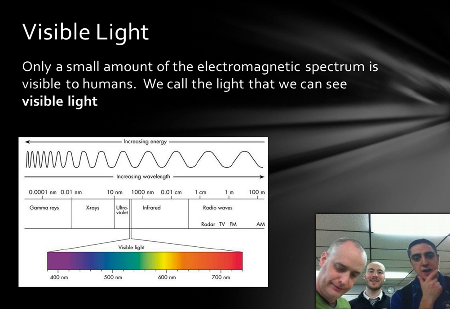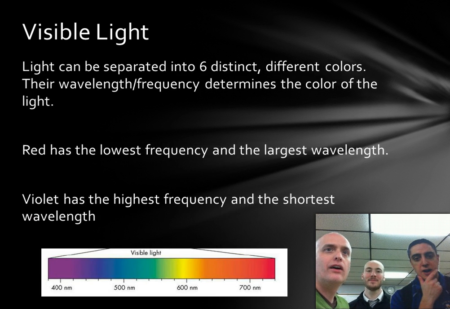Un poquito. And we like to call that the visible light. And we're going to analyze that little sliver of the electromagnetic spectrum that we can see. We'll talk about it right now. All right, so visible light, the light that comes down that we see that we call visible light, can be separated into 6 distinct colors, which we'll talk about in just a little bit.